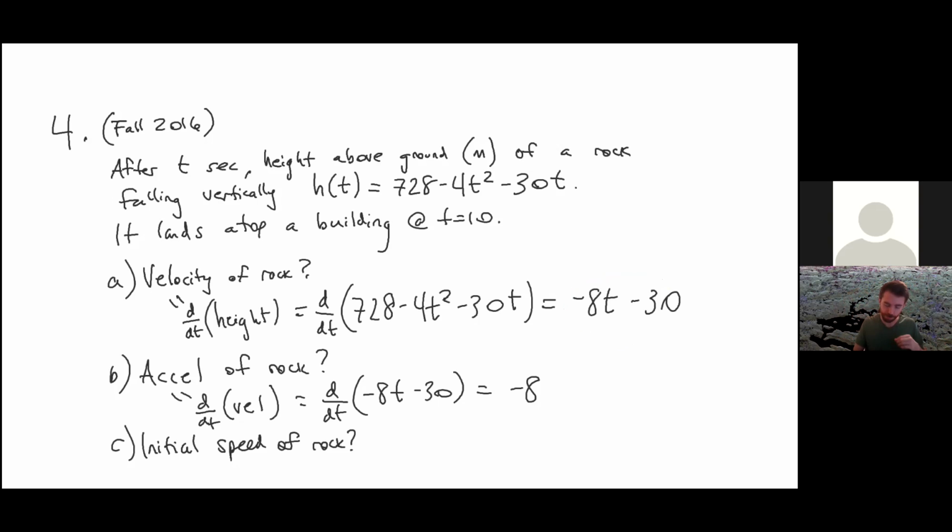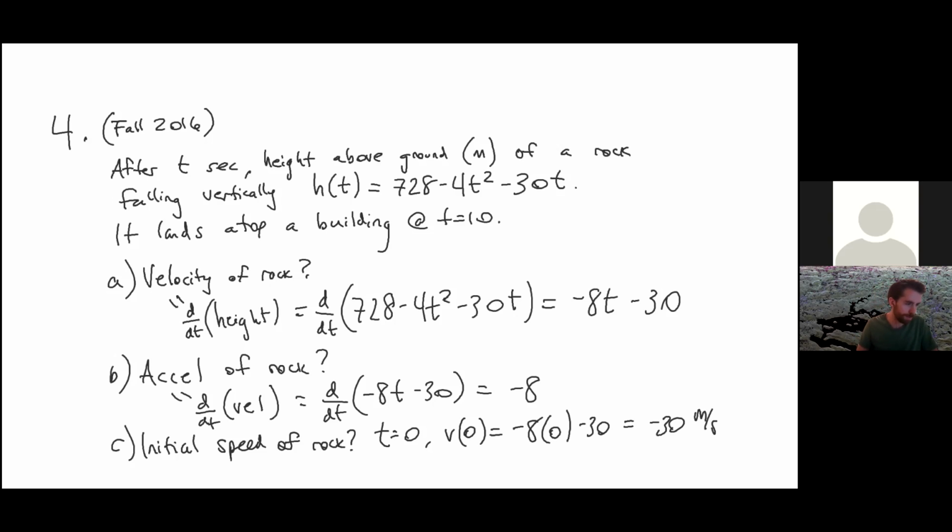The initial speed of the rock, well, that's when t equals 0, right? So what is v of 0? Well, use the equation for velocity. Negative 8 times 0 minus 30 is just negative 30. I don't think he wants units here, but that would be in meters per second. Great.